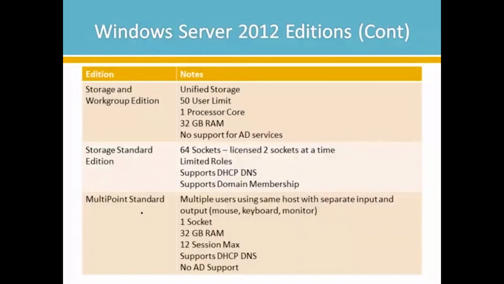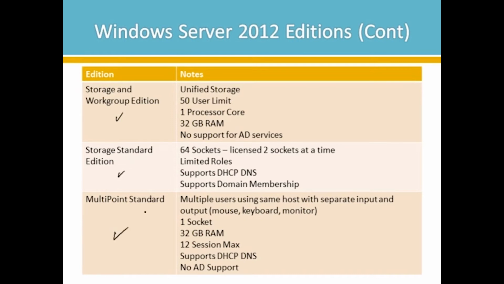We have 2 storage editions. We have Workgroup Edition and Standard Edition. The big difference between the two is when you're looking at a workgroup edition, it does limit you in the amount of user connections, and of course a workgroup means no Active Directory, and your standard edition allows you to support a domain membership, and you can license this for every 2 sockets.